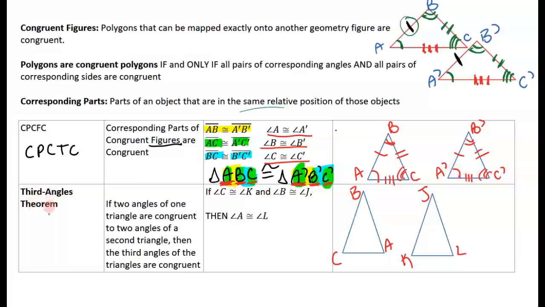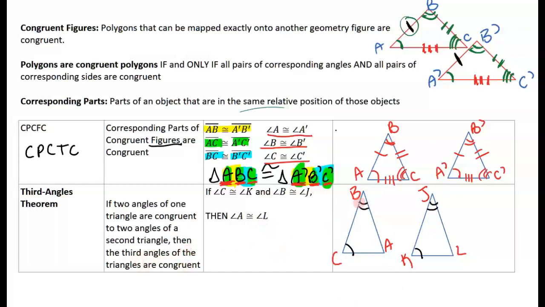And then finally we have the third angle theorem. This is a special property just with triangles that tells us if two angles of a triangle are congruent. So if I'm given, for instance, that C is congruent to K and B is congruent to J. So I'm told two pairs of angles are congruent. Then the third pair of angles will also be congruent.